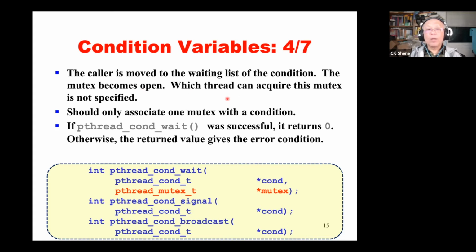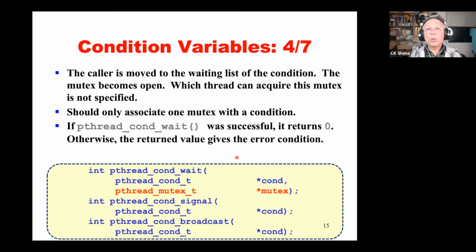Which thread can acquire this mutex is not specified. We don't know. So never assume that when thread A calls condition wait and releases the mutex, thread B would get it. Never make this kind of assumption. Because the mutex is used to build a monitor boundary, for each condition variable used in a simulated monitor, it should have only one mutex associated. If condition wait was successful, it returns 0. Otherwise, the returned value gives the error condition. Check errno for that.